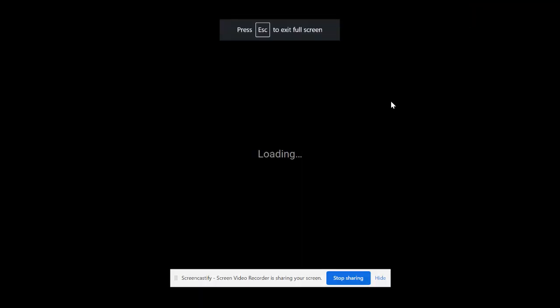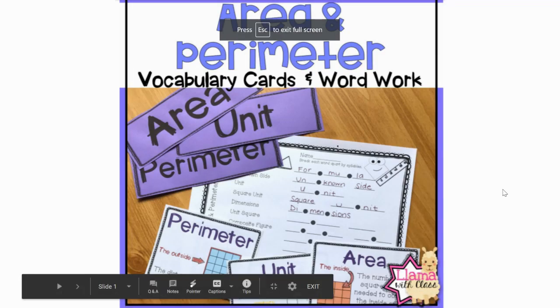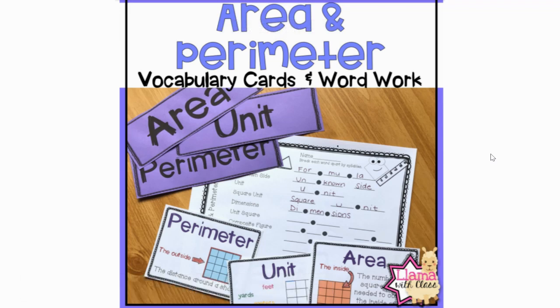Hello, third grade. We are going to look over the vocabulary for a new unit with measurement for area and perimeter.